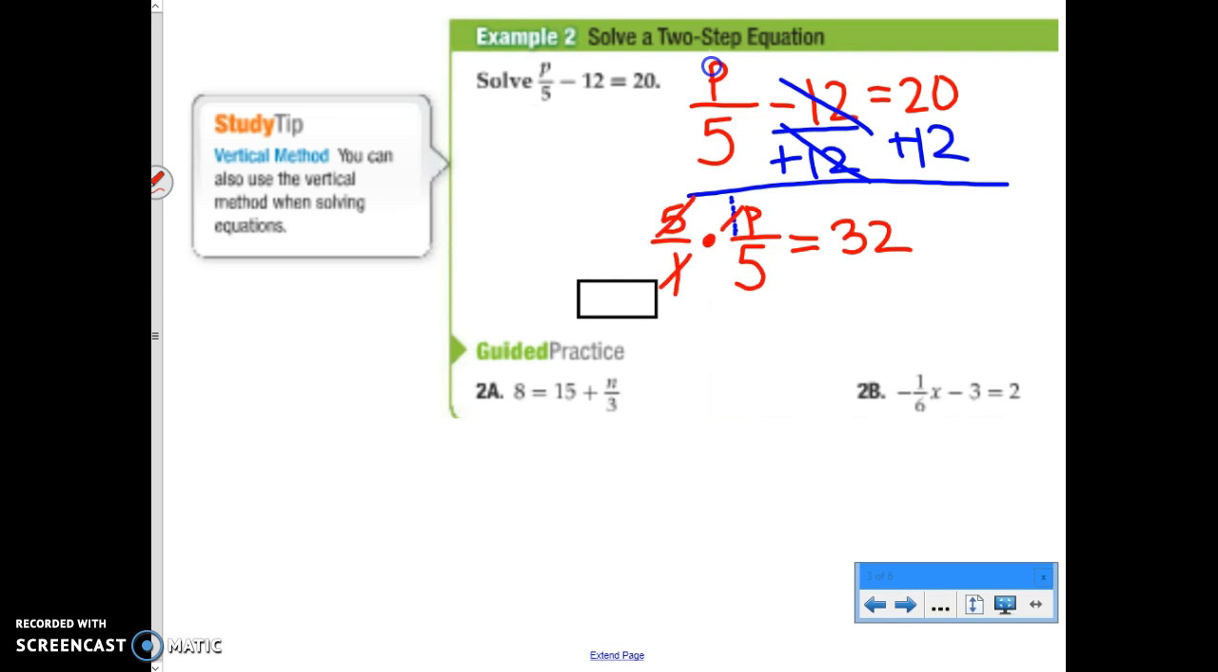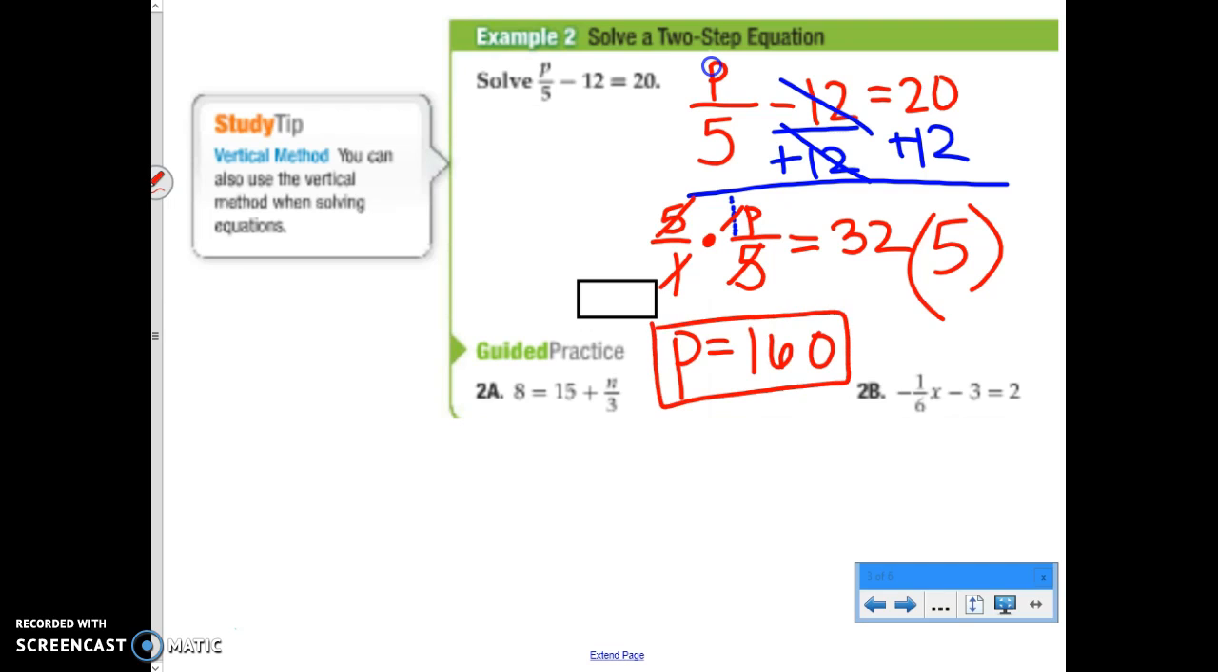So now my 1's cancel and my 5's cancel, and whatever I do to one side, I have to do to the other. Remember that 5 over 1 is really the same thing as just saying 5. So if I multiply this side by 5, now I'm left with p equals, and this would be, let's see, 10, 15, 16. So p should equal 160.